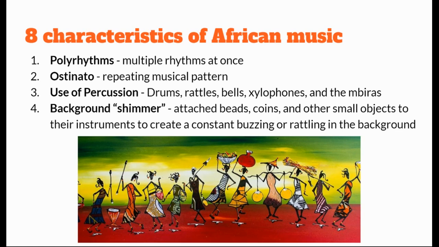It might be a musical line. It might be a certain riff. And we have that in our music too, but it is especially relevant in a lot of traditional African music. Use of percussion. Obviously, if you're going to have polyrhythms, percussion is probably pretty important. They use a lot of different types of percussive instruments, a very wide variety, which is pretty cool.